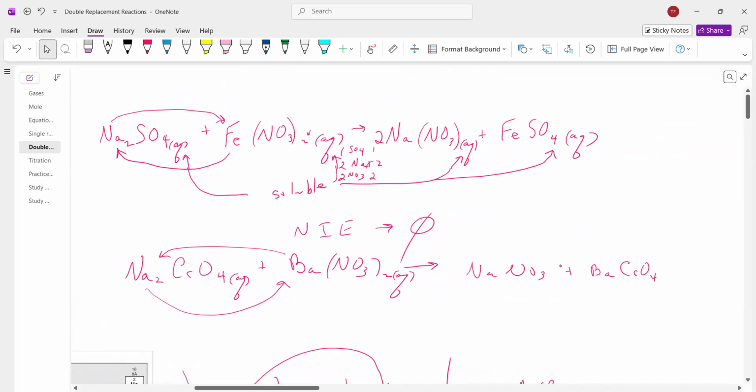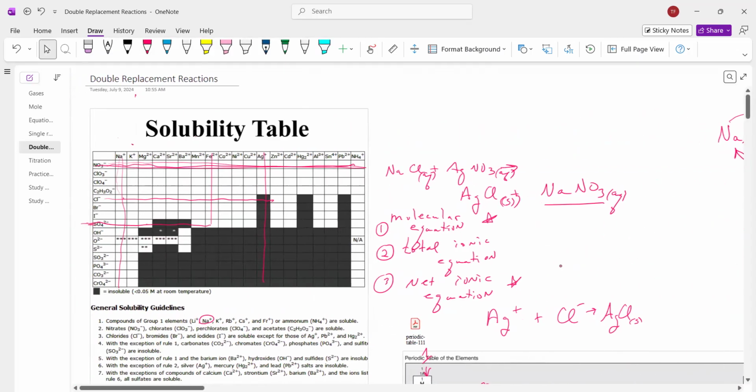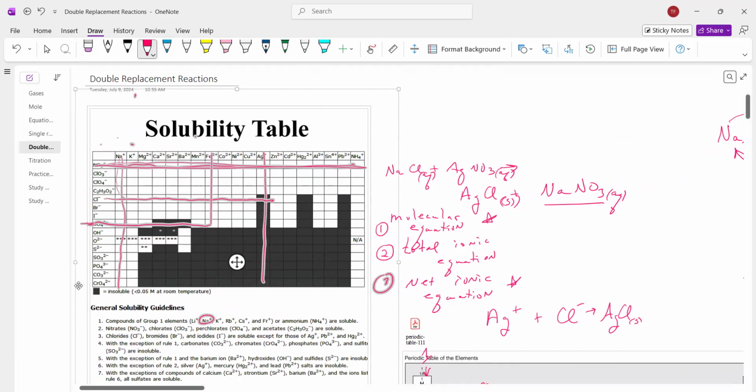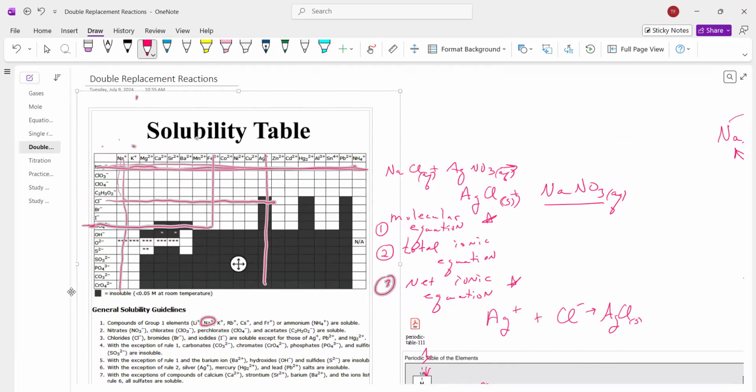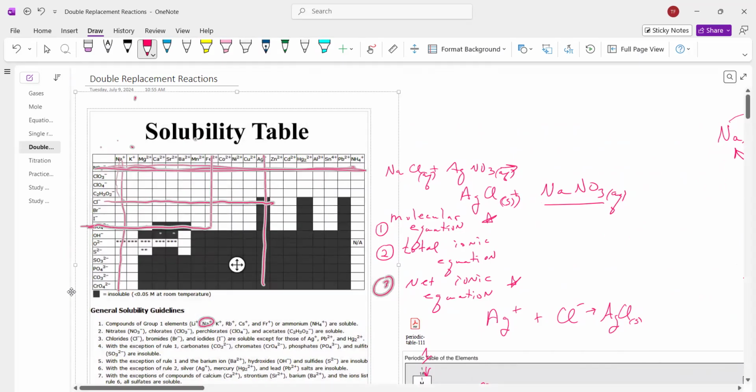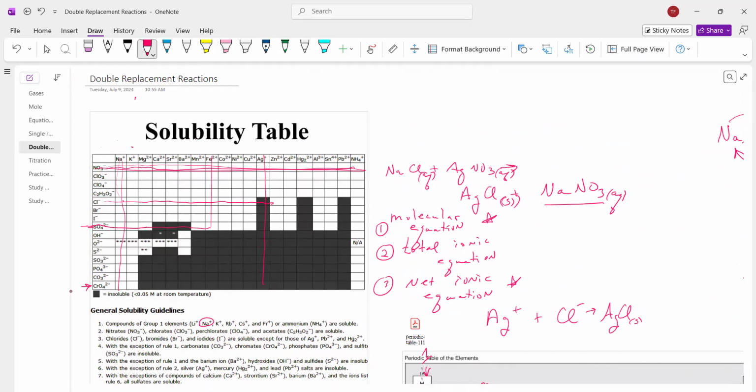So here we go with sodiums again. So anything with sodium in it is automatically aqueous. What about barium and chromate? Here's the chromate, and here is the barium. And it's black, so that means it forms a salt.